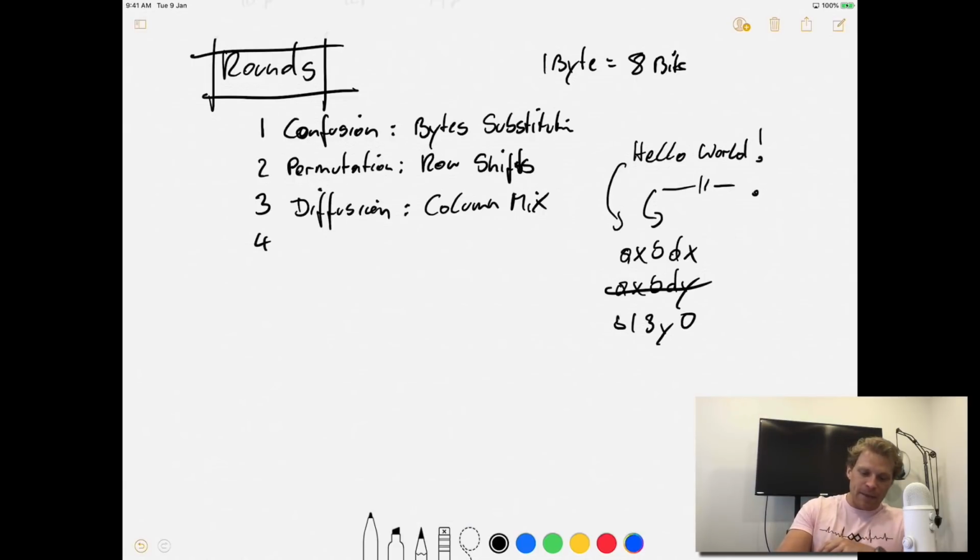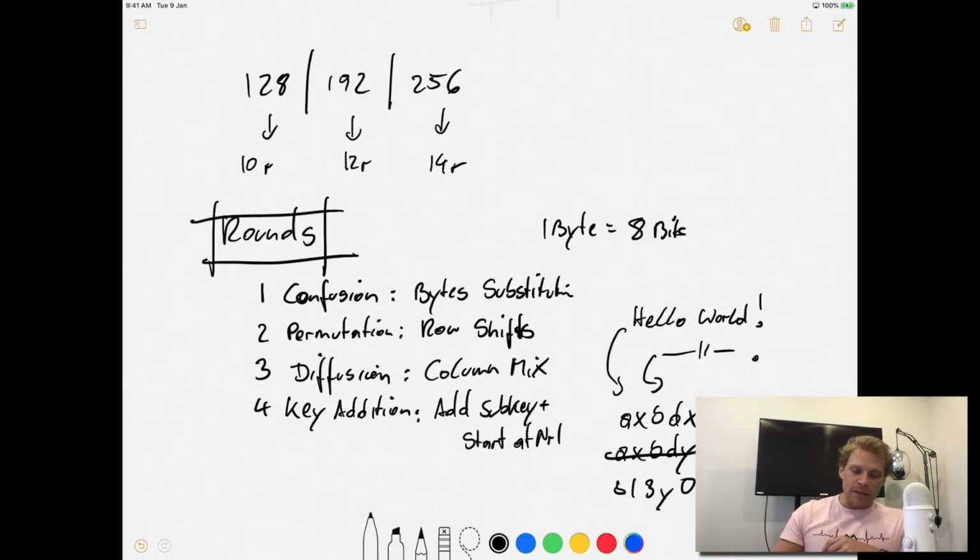And then the last step is, and you only do this in all the rounds except for the last one, you do something called a key addition, where there's a subkey that gets generated from the main key and it gets added, and then you start at number 1 again. Obviously for these number of rounds.